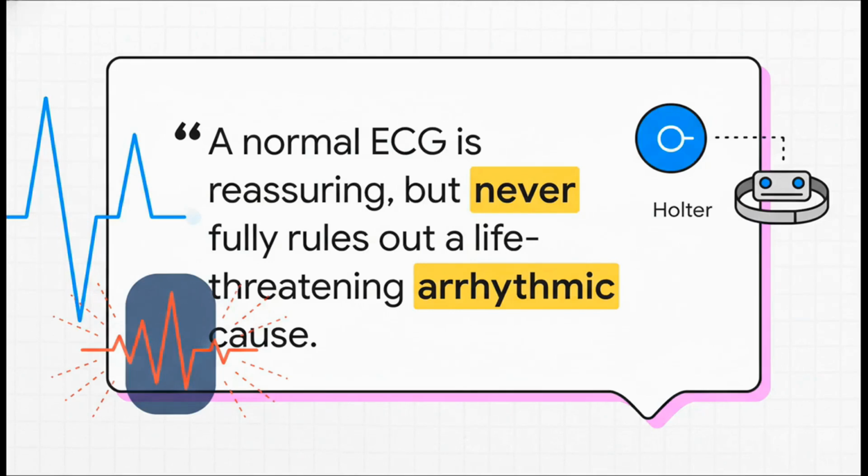And here is another absolutely critical point for your exams. Exam trap number 2. A normal ECG feels good, right? It's reassuring, but you cannot stop there if the story sounds suspicious. Remember, an ECG is just a 10-second snapshot in time. A deadly arrhythmia can come and go. If your clinical suspicion is high for a cardiac cause, a normal ECG doesn't clear the patient. They need more monitoring, like a Holter.